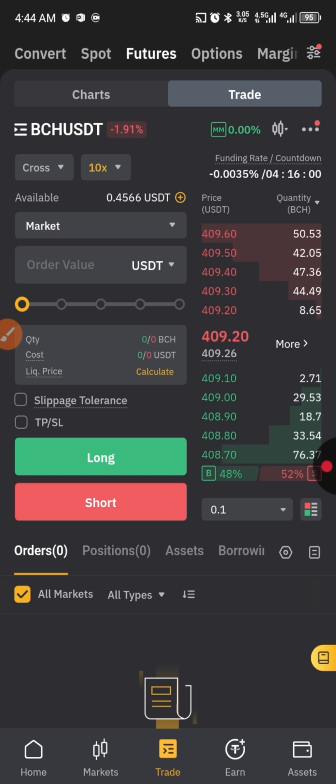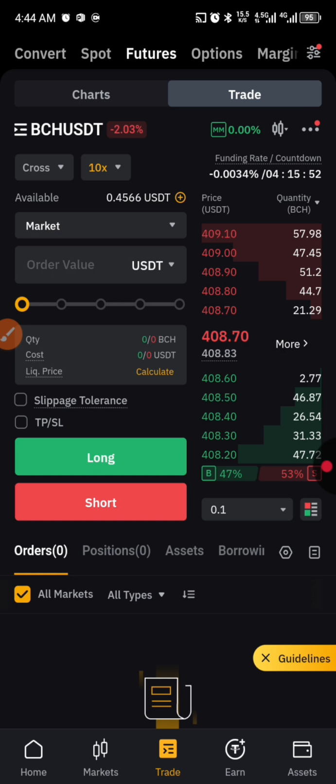As a beginner, you want to stick to isolated margin because this market is very volatile, and within a twinkle of an eye anything can happen. Your account can just be liquidated if you're not fast enough and if you do not set take profit. So always set your take profit and stop loss as a beginner.